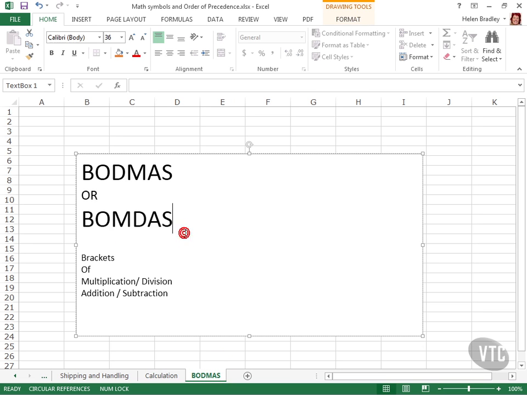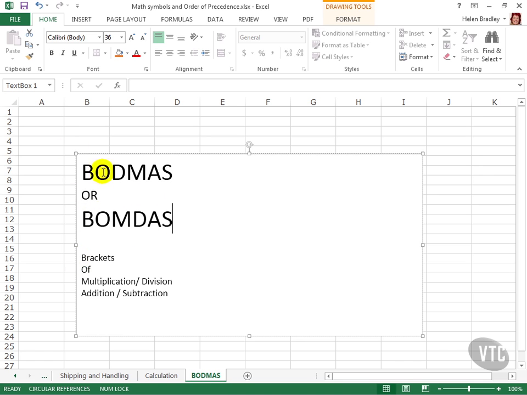The reason for this is a mathematical order of precedence, or a rule telling us what order mathematical calculations should be made in. At school you might have learnt this as BODMAS or BOMDAS, which is a prompt to remind you that brackets are done first of all, and then of, half of, quarter of, 10% of are performed next, and then division and multiplication in the order in which they appear in the formula, and finally addition and subtraction.